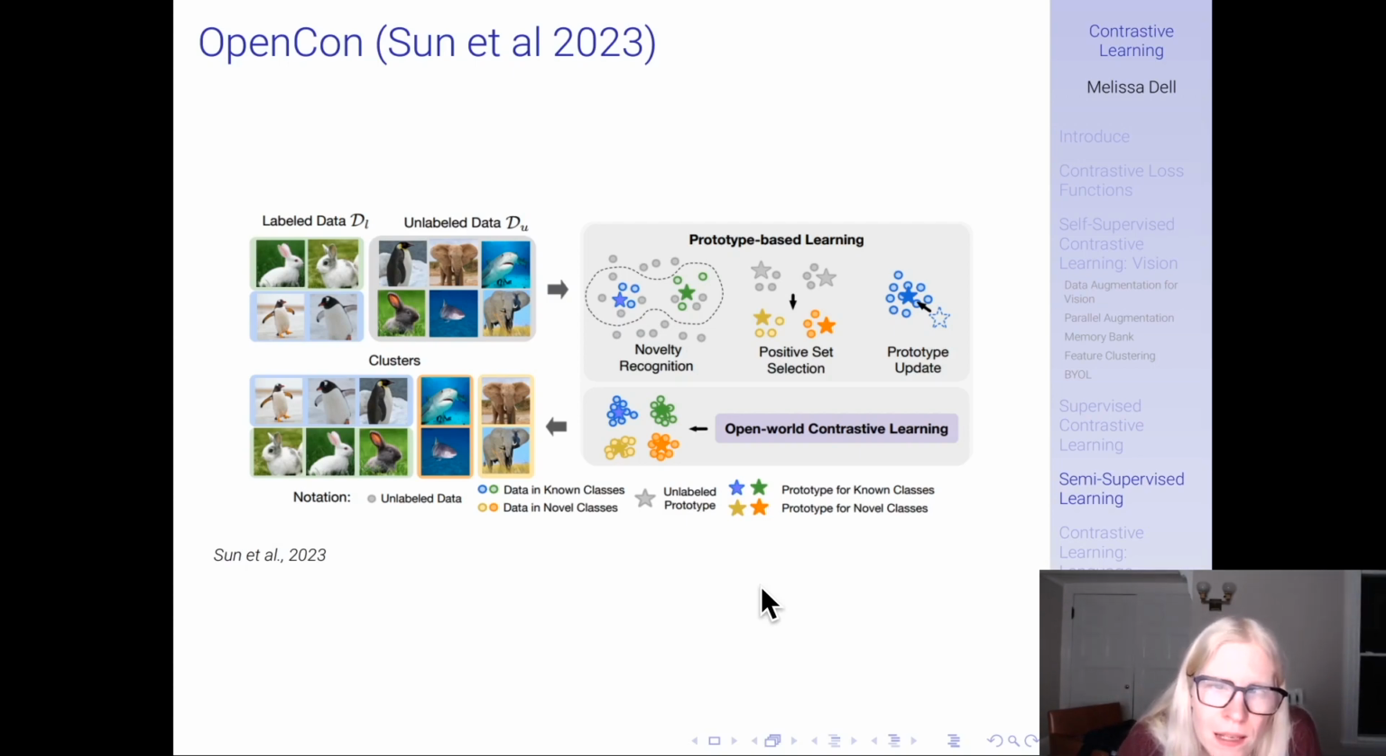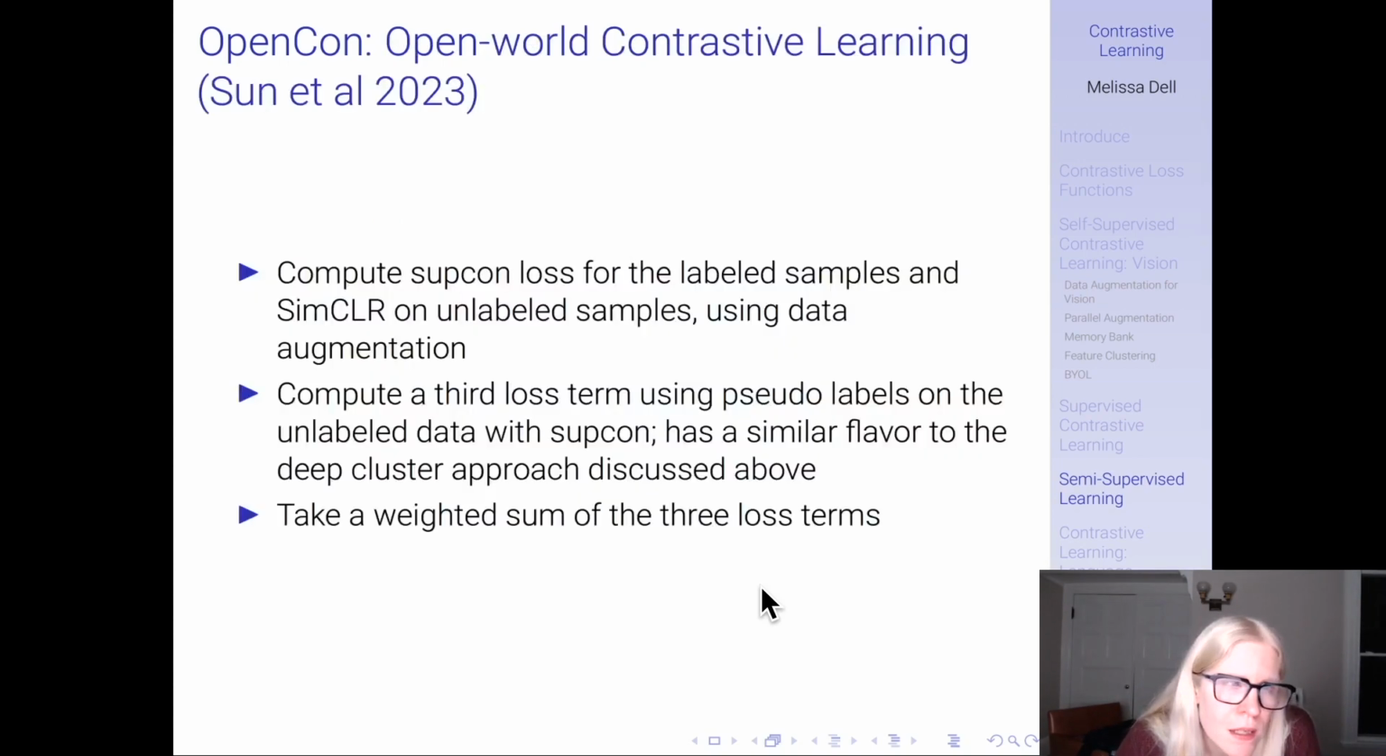Okay, so with that done, how do you compute the loss? Well, you compute the standard SupCon loss for your labeled samples, just like you would do if you were only doing supervised contrastive learning. You compute SimCLR on the unlabeled samples using data augmentation, just like we saw in the previous section. And then you compute a third loss term using pseudo labels on the unlabeled data with SupCon.